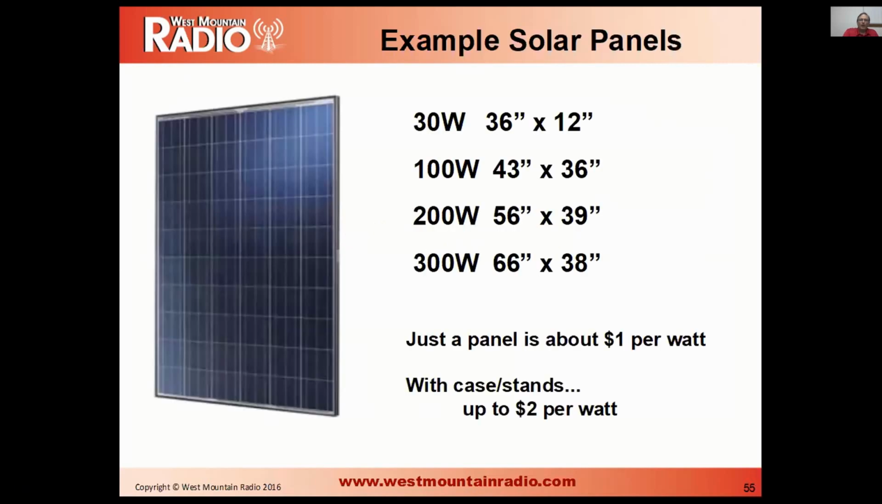Solar power, also a very popular topic these days. I've just got some examples here of how big the various panels are, the sizes of the panels. If you go onto Amazon, about $1 a watt seems to be what you're seeing for solar panels. It changes a lot every couple of months, so keep an eye on it. With cases and stands and fancy stuff, you can get up to $2 a watt on those panels.